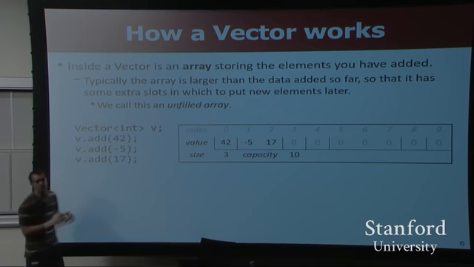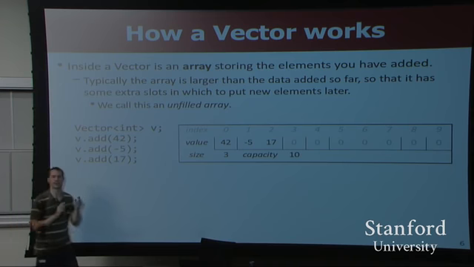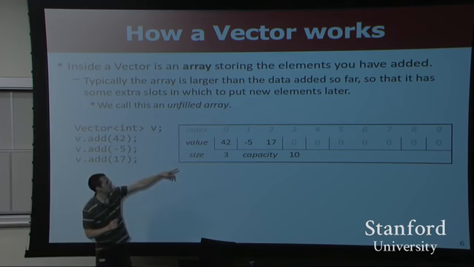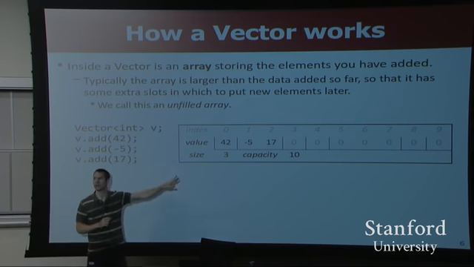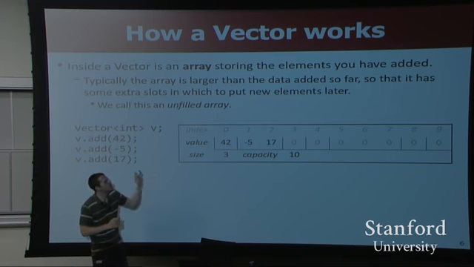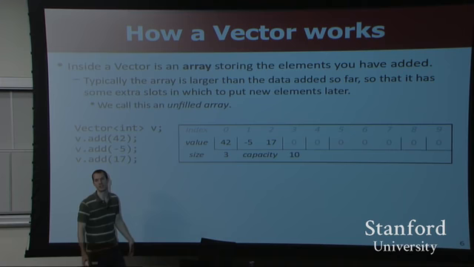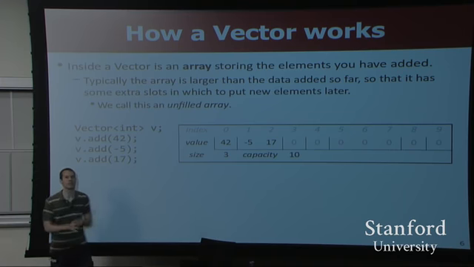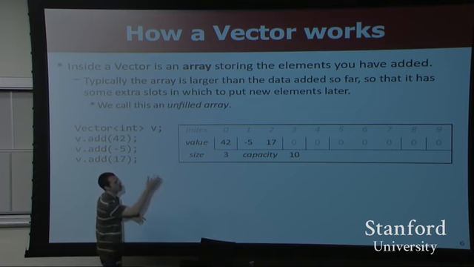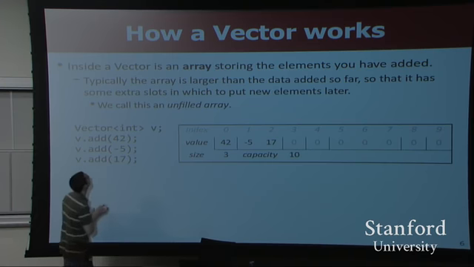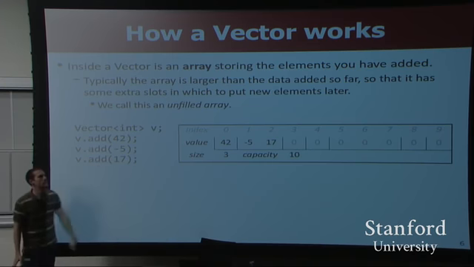That's what's going on. We sometimes call this an unfilled array because not all the slots have meaningful data. Slots 3 through 9 aren't actually storing elements. We want to say that the vector has 3 elements, the size is 3. If you ask for the element at index 6, I shouldn't give you the 0 out. I should say there isn't an element at index 6. I should probably crash you with an exception or something. That's internal state. That's not for the user to look at. So that's how it works inside a vector.